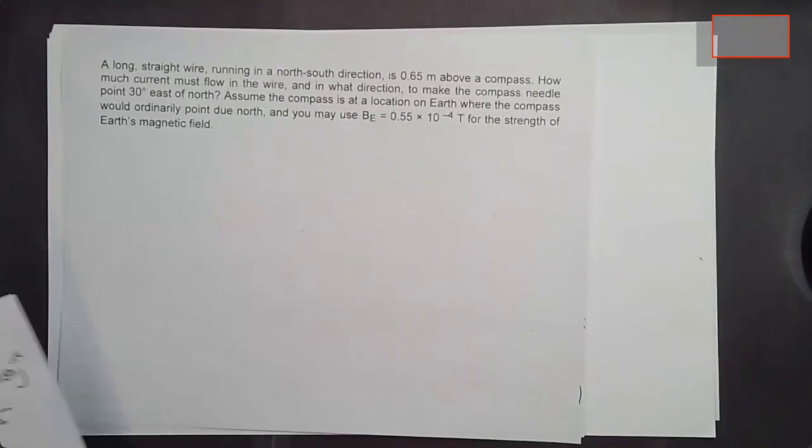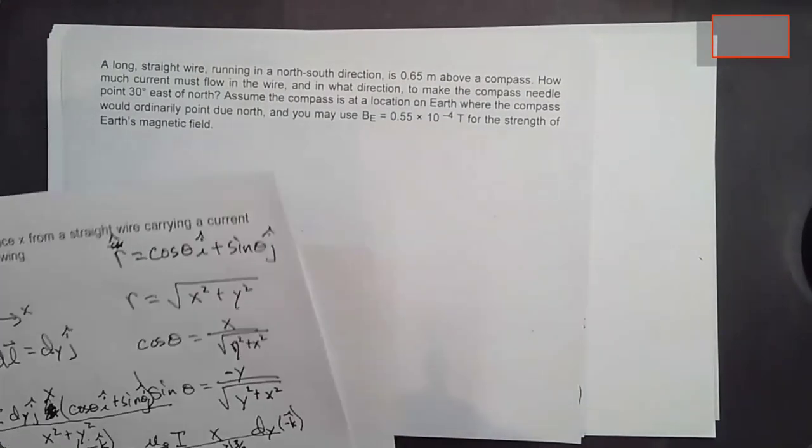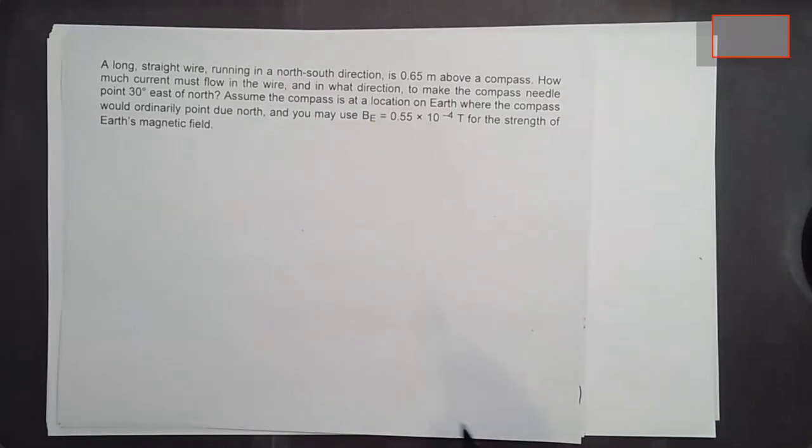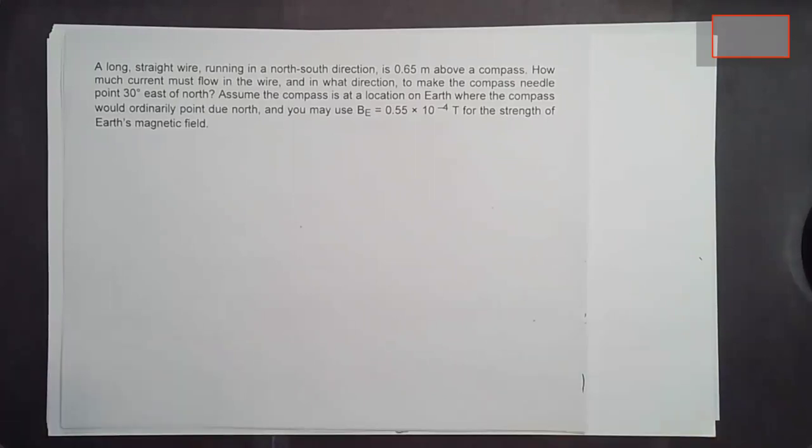That one took a while, but we really got a useful expression out of this. And they do something like that in the book, I think, for an example. So we have a long straight wire running in a north-south direction, 0.65 meters above a compass. How much current must flow in the wire, and in what direction, to make the compass needle point 30 degrees east of north? Huh.